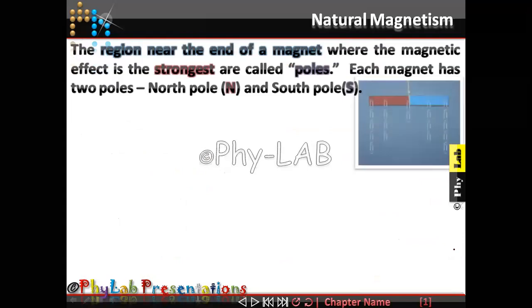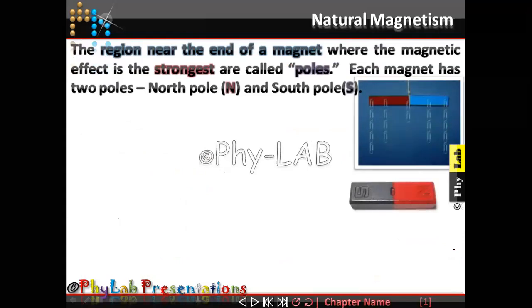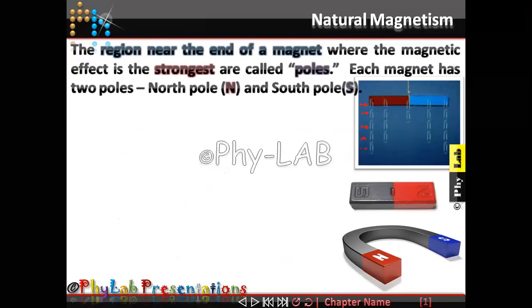Now, the region near the magnet where the effect of the magnet is the strongest is called a pole. If you refer to this particular diagram, you can see I have suspended a bar magnet in air, and you can see certain magnetic clips are being attached to it. Now you can see the number of magnetic clips attached at the ends of the bar magnet is much more than in the other regions of the magnet.